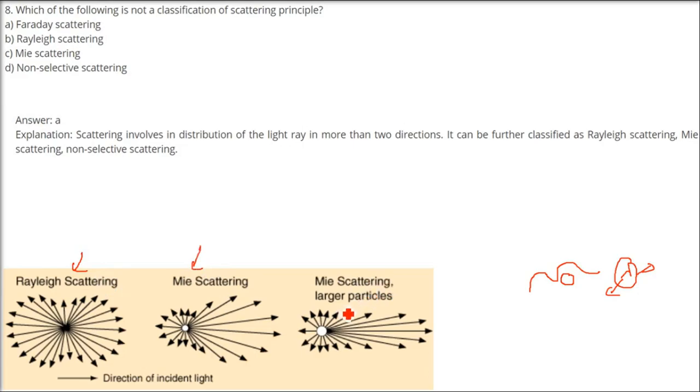For example, Rayleigh, Mie, and non-selective scattering. Non-selective means larger particles than Mie scattering. So the 3 types of scattering we know are Rayleigh, Mie, and non-selective scattering. But here we have Faraday's scattering, which is not a scattering we know. So B, C, D are correct, which is not what is asked. So A is the correct answer. It is not a classification of scattering principle. Okay.